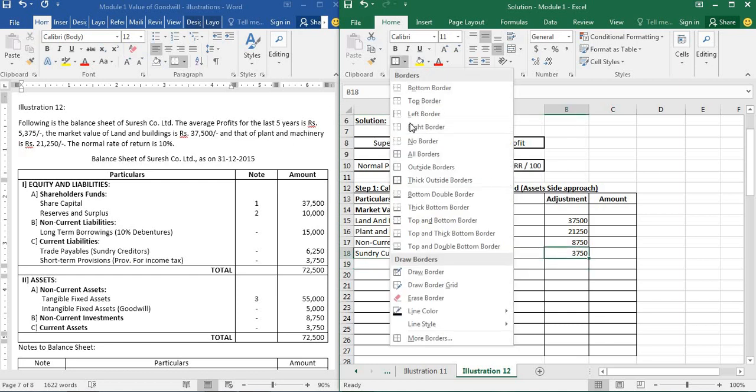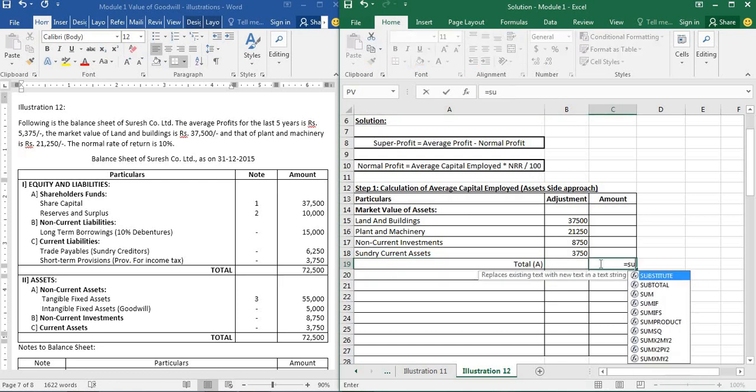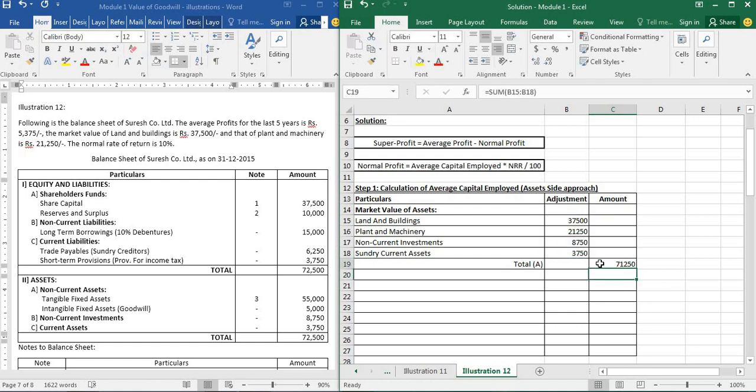Now we will have to do the total and write it in the total of A. Write it in the amount column. I'll just do the total. I hope you guys will also get the same amount, which is 71,250 rupees. Now the next step is to reduce the outside liabilities from this.